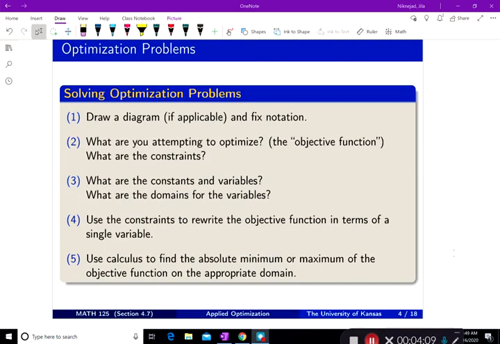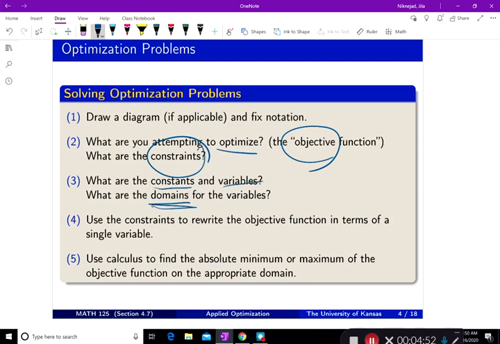What are the strategies to solve an optimization problem? A lot of times, especially with engineering problems, you want to draw a diagram and find fixed notation for the entire problem. And so you have to figure out what you're optimizing. That's important. That's called the objective function. And what are your constraints? Whatever you're optimizing, you have a certain set of resources, and that causes a constraint. And so you want to find that constraint.